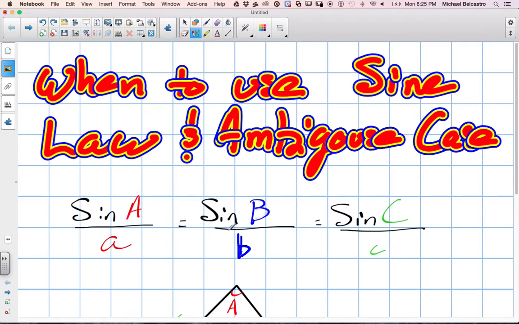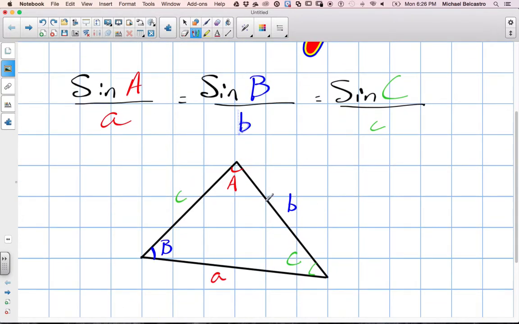So A, B, and C, and I'll show you an example of how to label it, can really be anything. Whatever we call this angle, we call this A, therefore the opposite side must be A. If this is B, this must be B, and this is C, this must be C. This will solve for things that are non-right angle triangles. I haven't drawn anything to scale, but this is not a right angle triangle, and you can use sine law to solve it. You can also use sine law to solve right angle triangles.